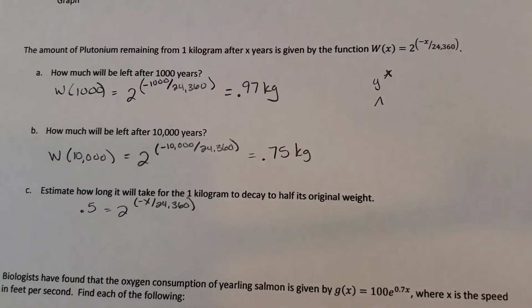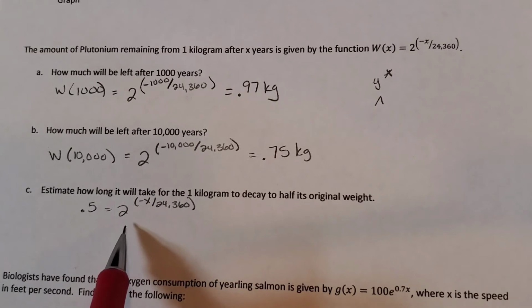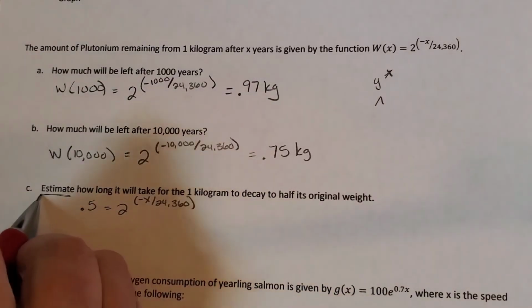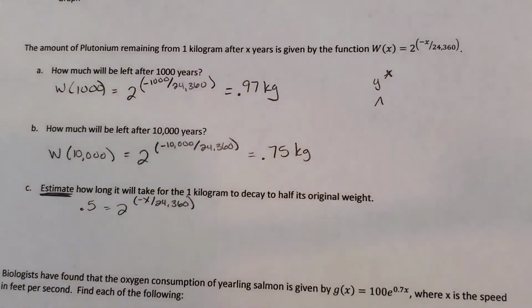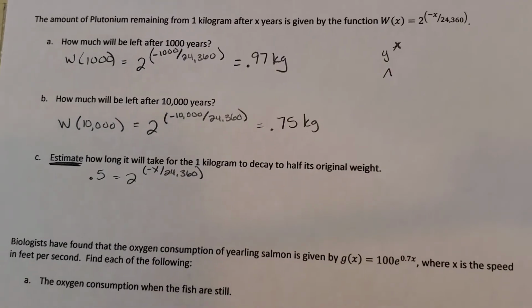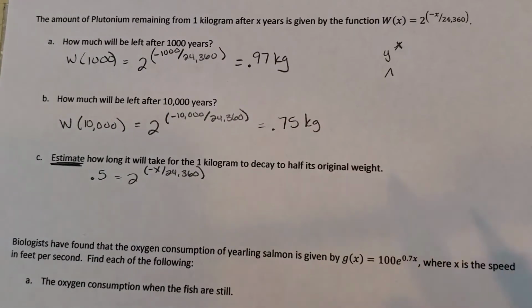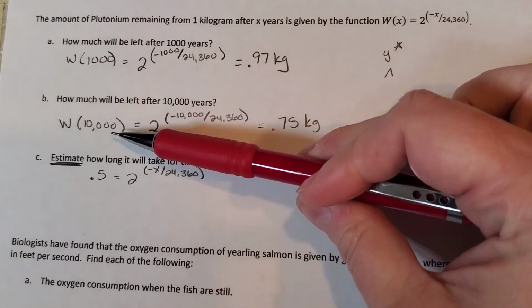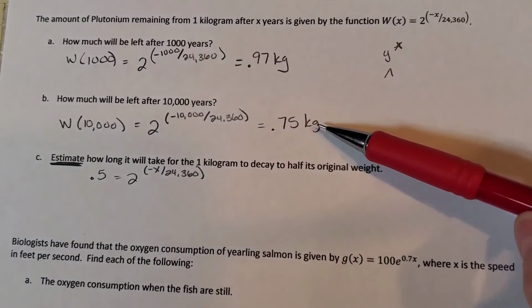The problem is we don't know how to solve exponential equations yet. We will learn how in the later sections, but for right now, we don't know how to solve this. That's why the directions say estimate. And so when we're trying to estimate and we don't know how to solve it yet, our easiest option is to guess and check. Now notice after 10,000 years, we were at 0.75 kilograms.